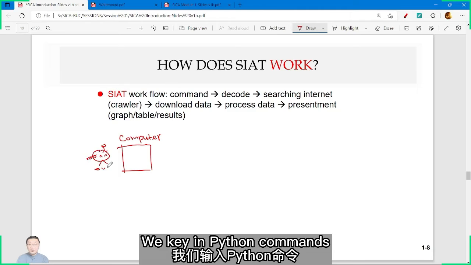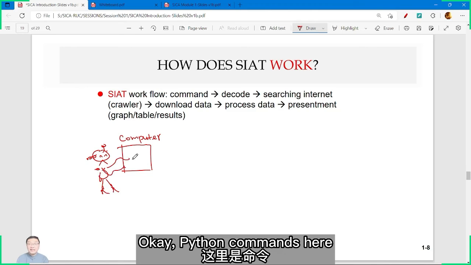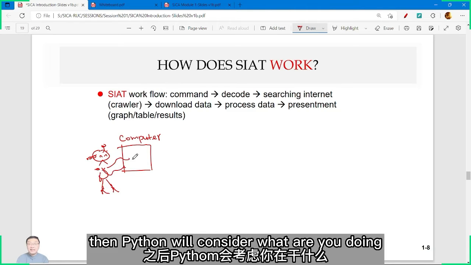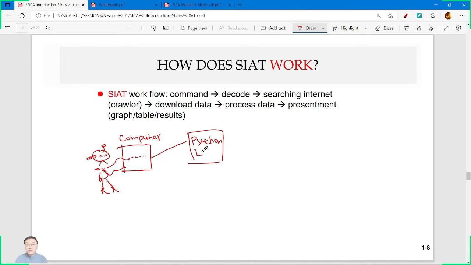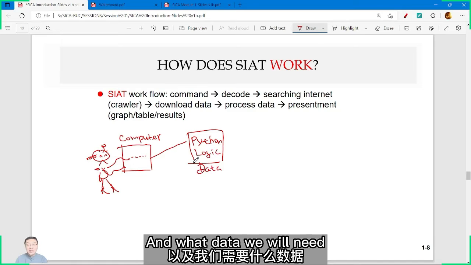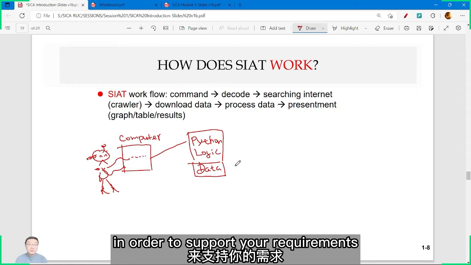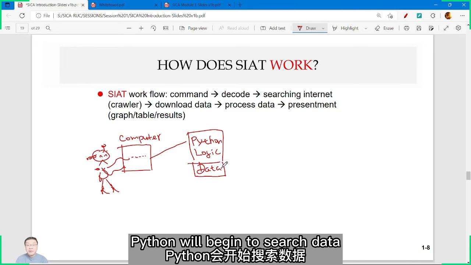We key in Python commands here. Then Python will consider what you are doing and what kind of data we need. So your logic, what's your logic? What do you want to do? And what data will we need in order to support your requirements? After we are clear about the requirements of data, Python will begin to search for data.